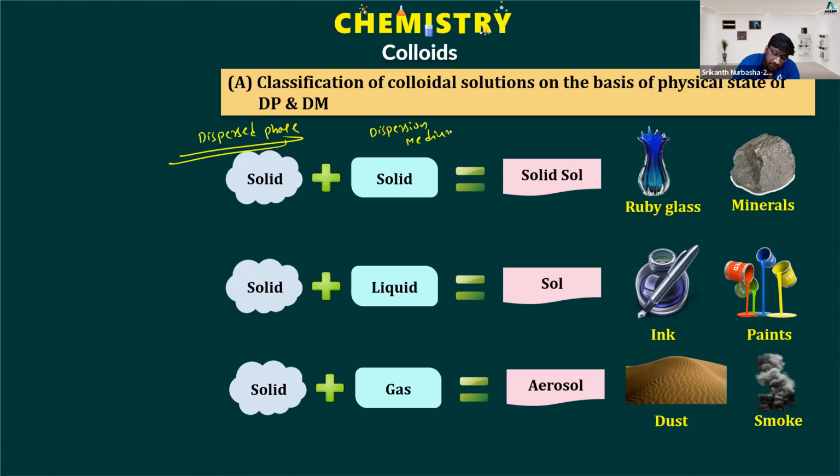If the dispersed phase is solid and the dispersion medium is solid, then you have a solid sol. Example: ruby glass, minerals. If the dispersed phase is solid and the dispersion medium is liquid, the type of colloid formed is a sol, like ink and paints. If the dispersed phase is solid and the dispersion medium is gas, you have an aerosol, like dust and smoke. These are the examples, students; you have to remember them.